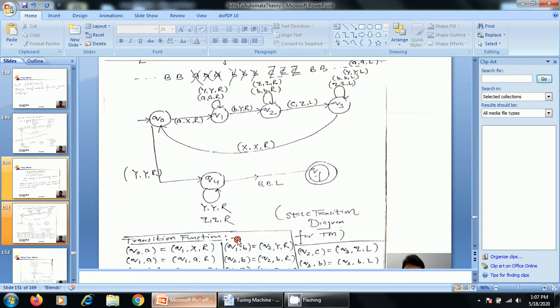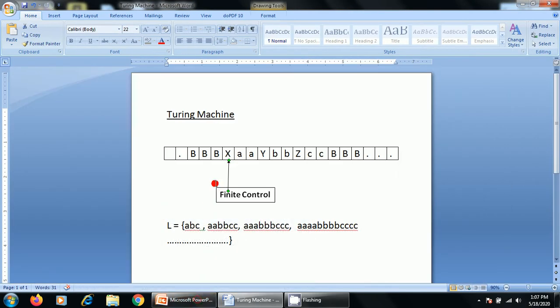Okay, X. Now we are at this position Q3. If there is an X, keep it X and move right. This X ensures that we are just behind the second A.